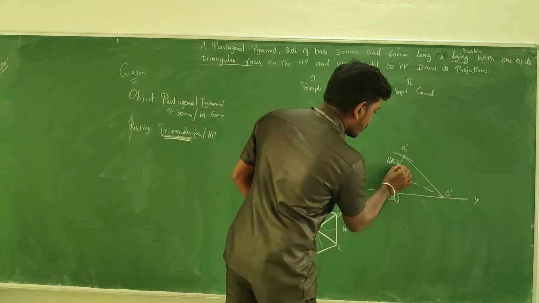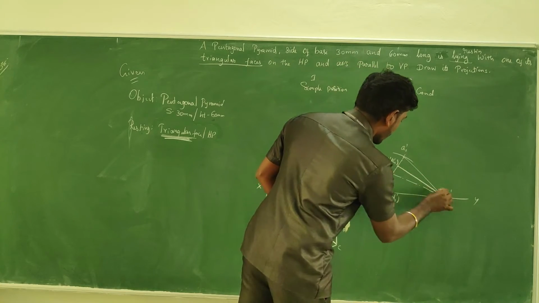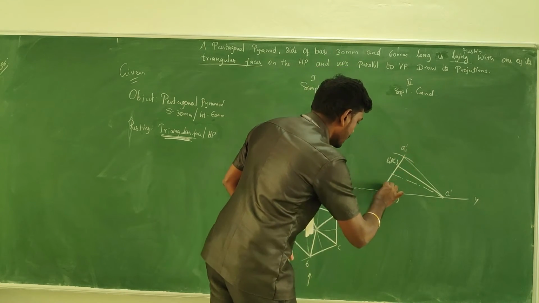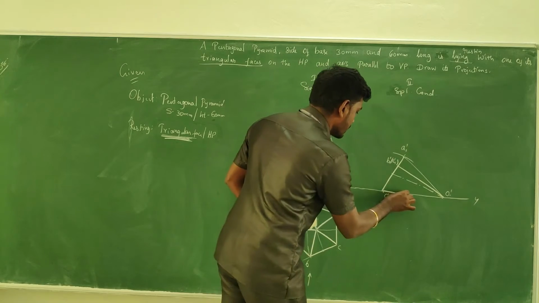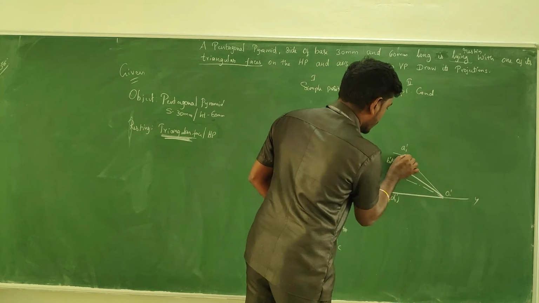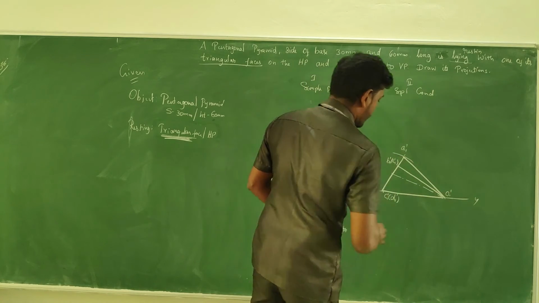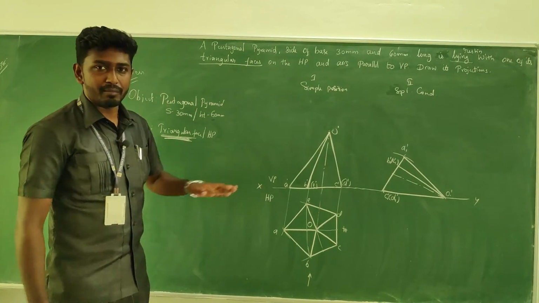Okay, and the edge B2O is a visible one, so make it a dark one. What other things are visible in the previous stage? It must be taken as visible, so take it as a dark line. Okay, fine. We have completed it.